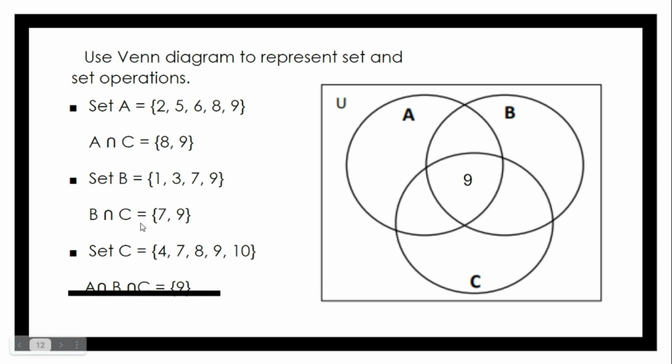Sabi natin, 7 and 9. 7 and 9, so eto na nga si 9, kasi part din siya ng A, so eto na si 9. So, saan natin ilalagay si 7? Si 7 ay dito lang. Okay, so we have 7 there. So, we're done with this B intersection C.